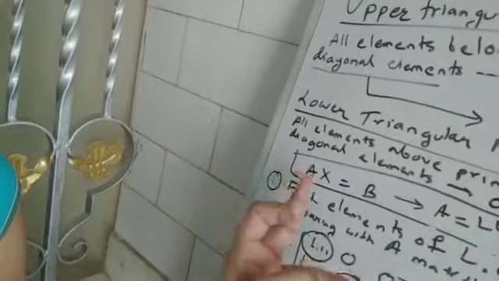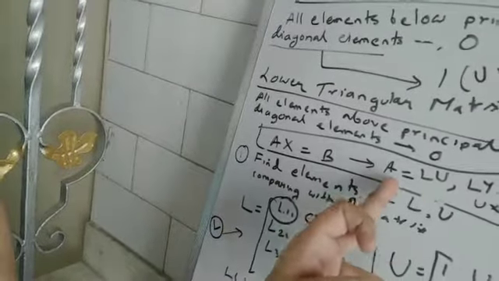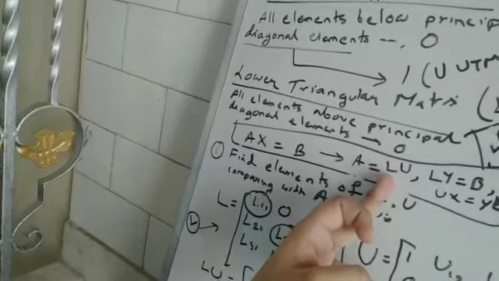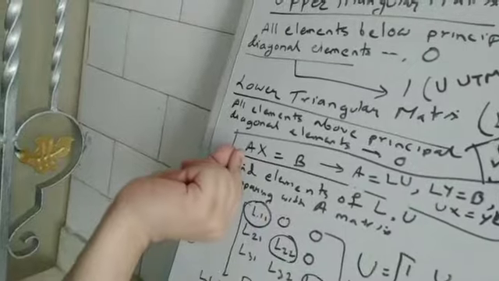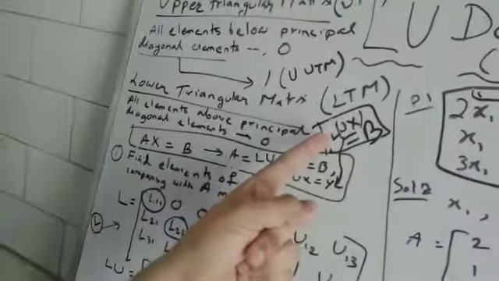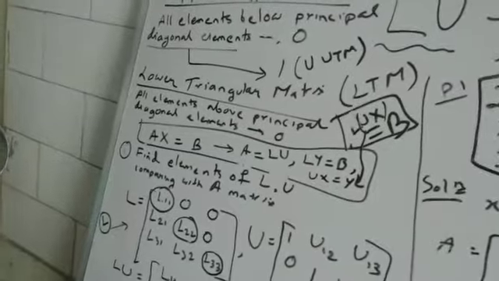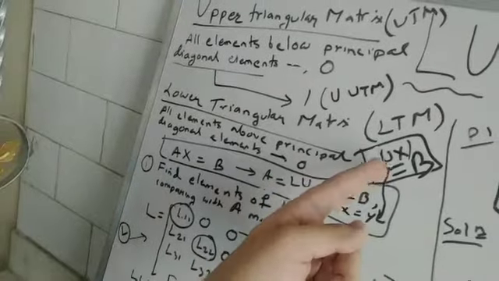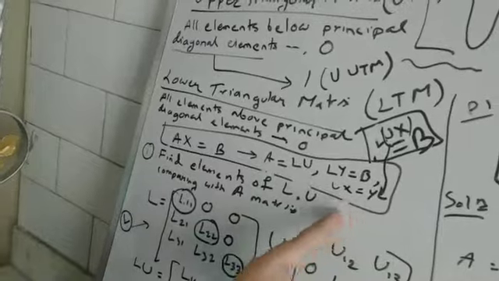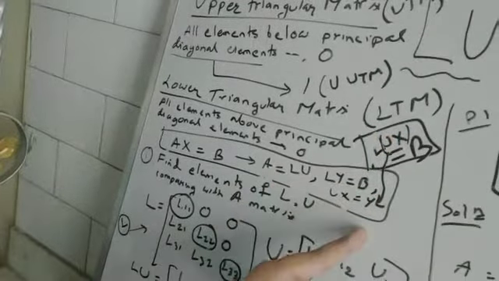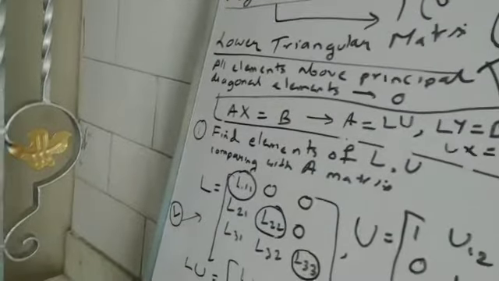So now we know Ax is equal to B, but we know A is equal to LU, right? The product of lower and upper triangular matrices. So if I put this LU here, then what do you get? LUx is equal to B. Then I write this Ux as Y. So LY is equal to B, and finally Ux is equal to Y, right? So these things you need to know.